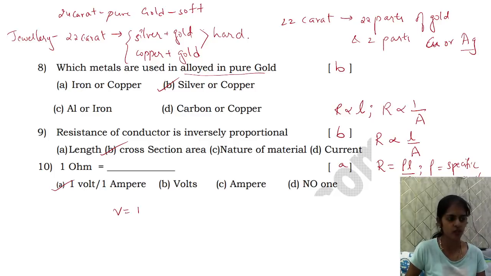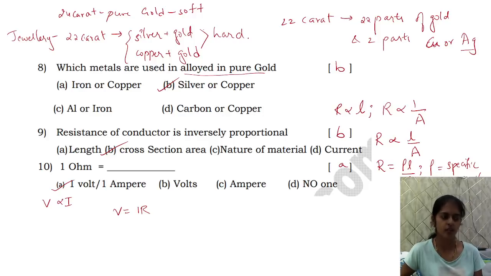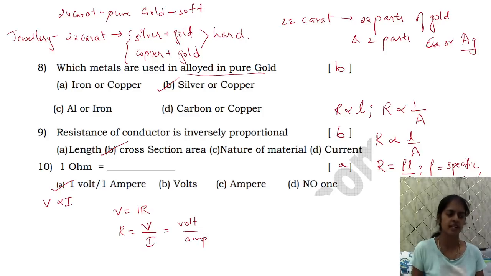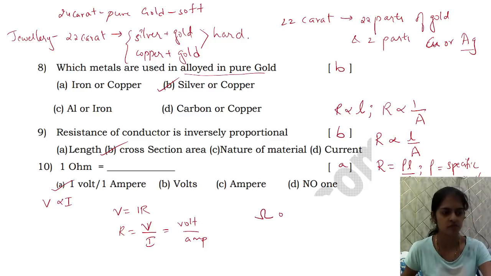Why? We know V is equal to IR. What is Ohm's law? V is directly proportional to I. So V is equal to IR, where R is the constant resistance. I can write it as V by I. V units are volt and I units are ampere. So 1 volt by 1 ampere is 1 ohm. Resistance units are ohm. And what is the symbol of ohm?